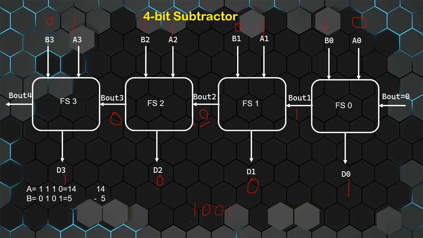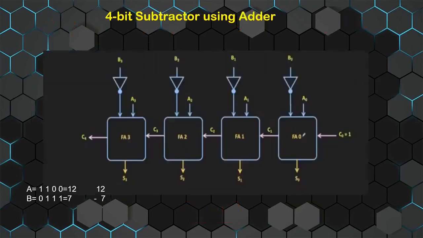1001. This is the output that we got from this circuit, and the same output we got when we solved manually. So this is how the 4-bit subtractor works. Then, the 4-bit subtractor using adder. We will be performing subtraction using an adder circuit.